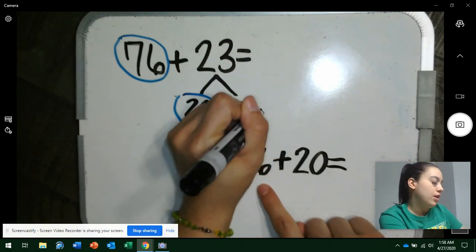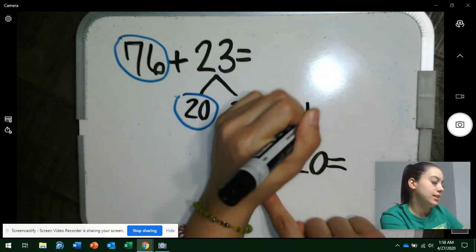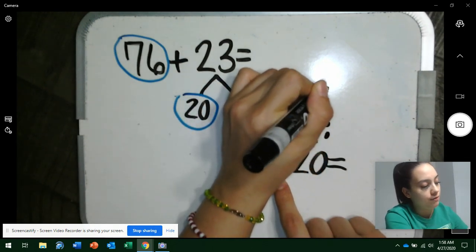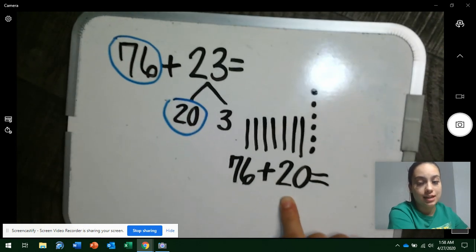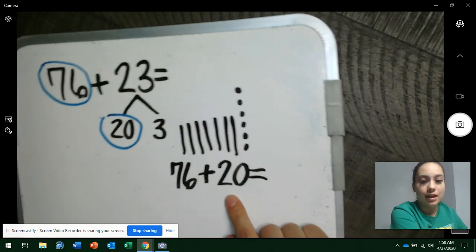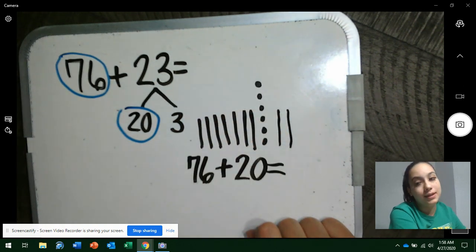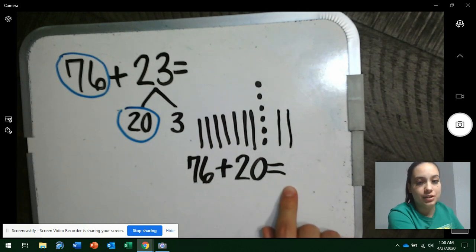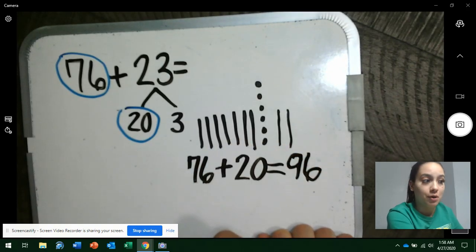So let's draw it out. 1 ten, 2 tens, 3 tens, 4 tens, 5 tens, 6 tens, 7 tens. Let's draw our 6 ones. 1, 2, 3, 4, 5, 6. And we're adding 20. So that means how many tens and ones in 20? Get ready. Yes, 2 tens, 0 ones. So 76 plus 20 is what, boys and girls? Get ready. Yes, 96. And then we still have leftover parts.